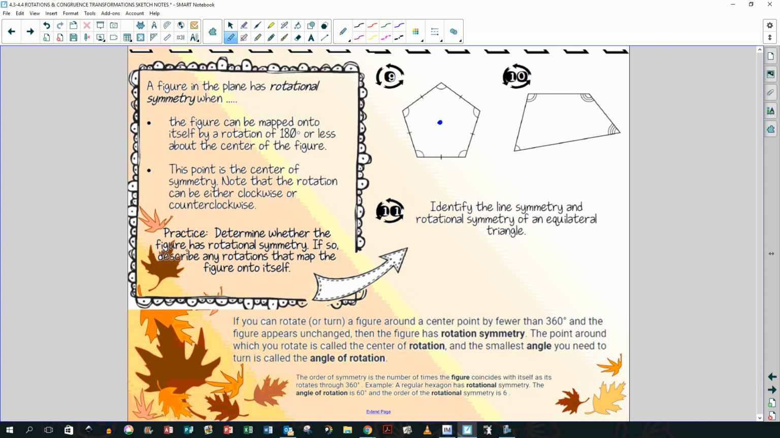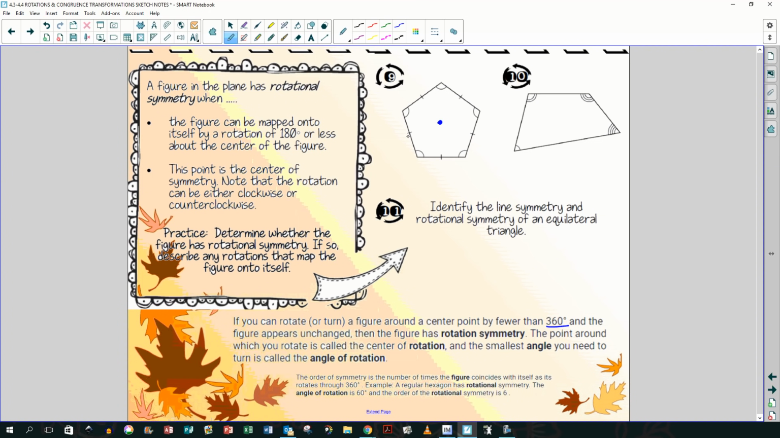So we're going to determine whether these figures have rotational symmetry and describe any rotations that map. Basically what we're going to do is see if you can rotate or turn a figure around the center by fewer than 360 degrees and it still appears unchanged. So if I could take this and turn it, how many degrees would I have to turn it before it's exactly the same again?